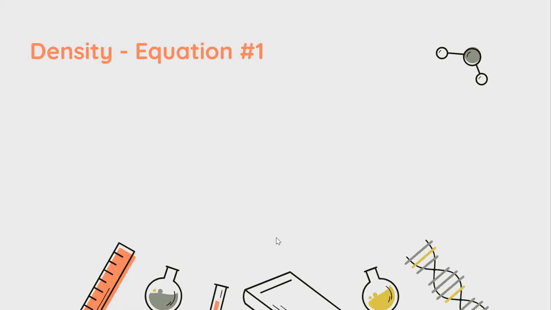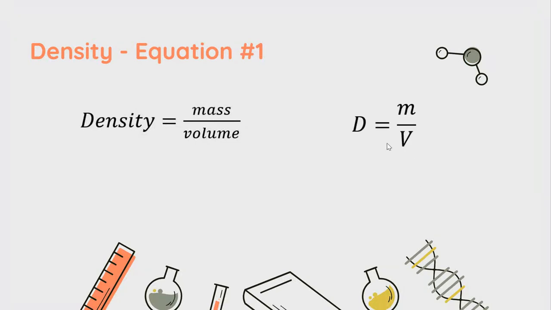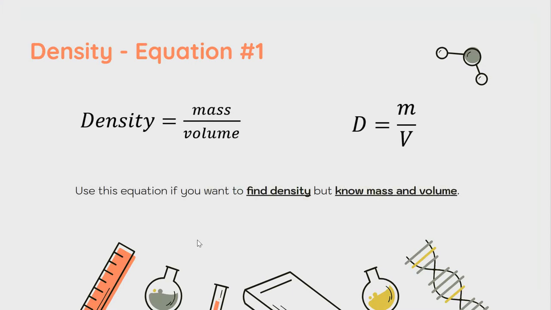Our first equation is the simple one. Density equals mass divided by volume. And I can shorten that to say D equals m over v. We would use this equation if we want to find density, but we know mass and volume. And typically, we can measure mass and volume, so this will be the most common equation that we'll use.